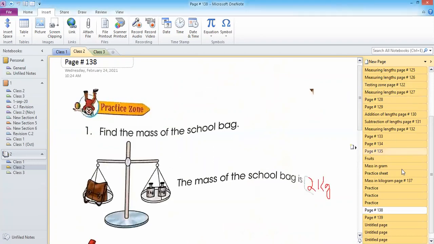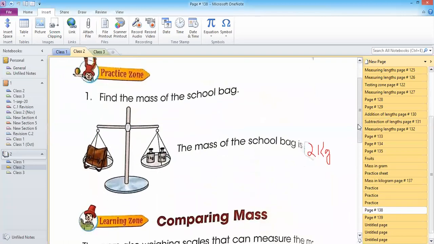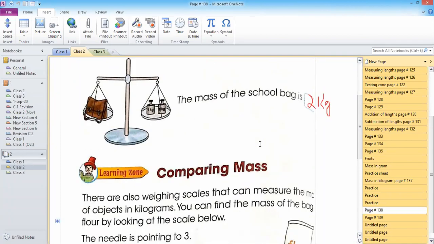We are studying about the mass and you have studied about the mass units, gram and kilogram. Yesterday, you also finished one of the practice zone, which was on page number 138, that the mass of school bag is 2 kilogram. We will have a quick revision today and then we will continue from comparing mass where we left yesterday, and inshallah we will come to the practice zone of comparing mass also, and we will finish it in the class.